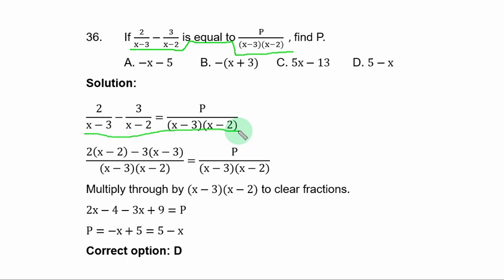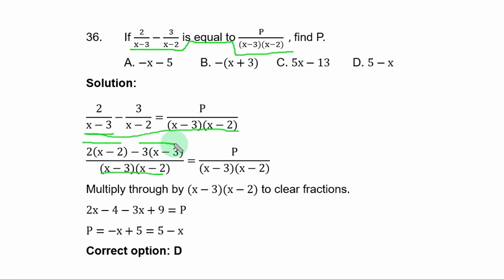The LCM is the product of the 2 factors. You have it in this form. If you divide the LCM by the first factor multiplied by 2, you have this result. Same thing applied to the second term.